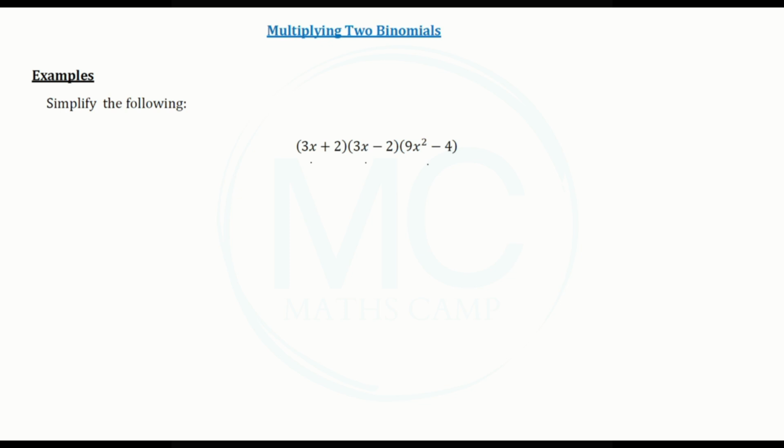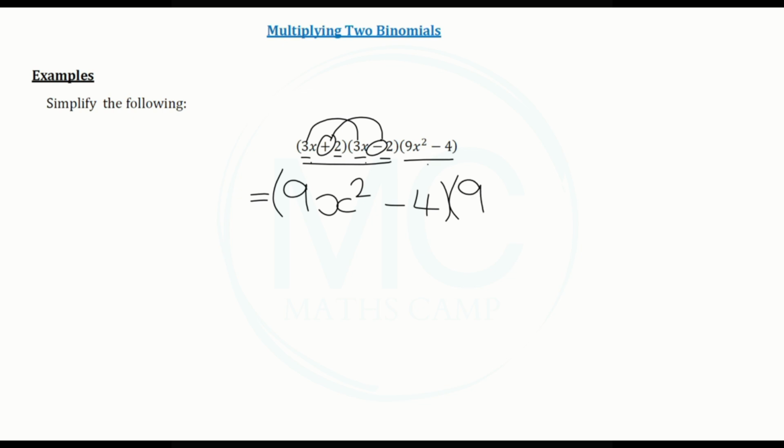Now in our previous example, we said if you've got 2 brackets where your terms are the same, 3x and 3x and 2 and 2, and your signs are the opposite, all we have to do is multiply our first terms and our last terms. So let's say 3x multiplied by 3x, and we get 9x squared. Then we have positive 2 multiplied by negative 2, and we get negative 4. And then we can add in our second bracket, 9x squared minus 4.